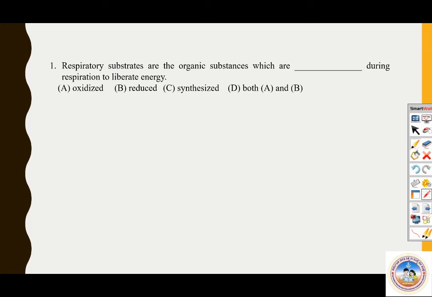Whenever there is respiration or energy released, always remember, I told you, we will have oxygen being added. So for your organic food, oxidation is happening. When we say oxidation, always oxygen is being added. Am I clear to you? So whenever oxygen is added to your organic substances, what will happen? It will get oxidized but not reduced. So what is the first option? It is nothing but your A.